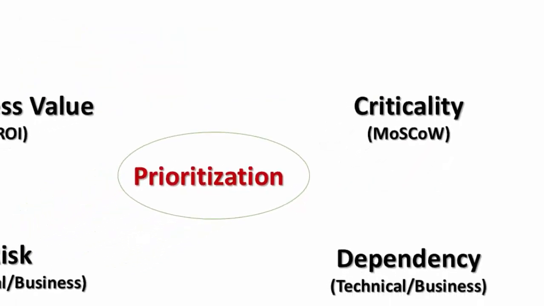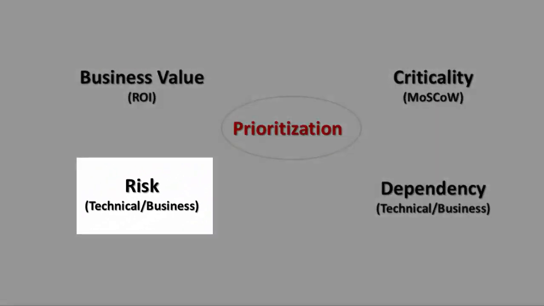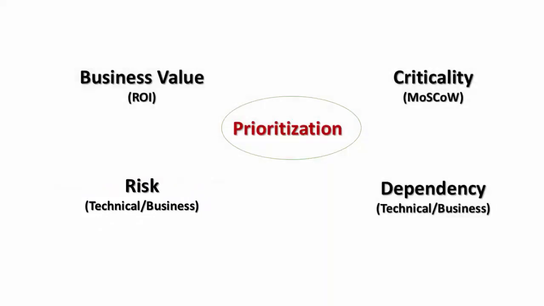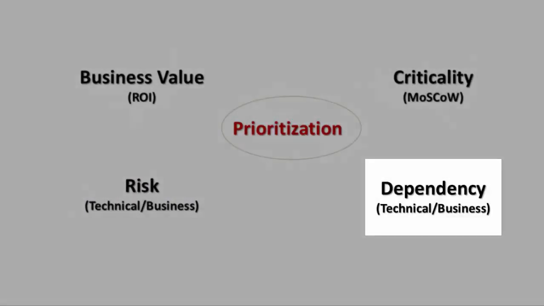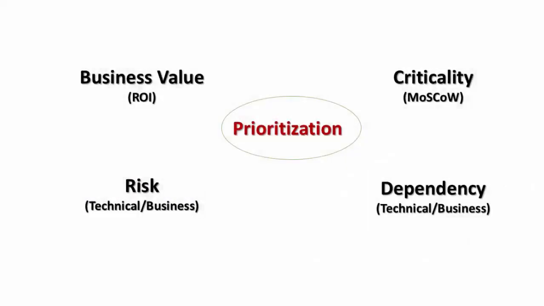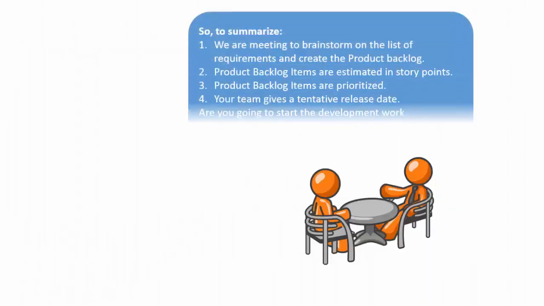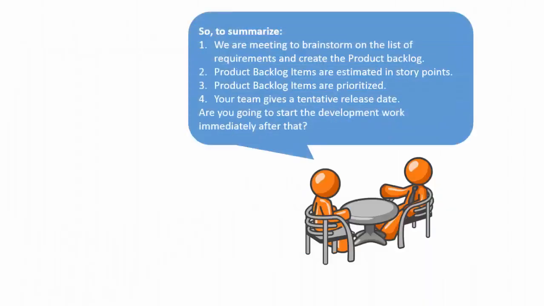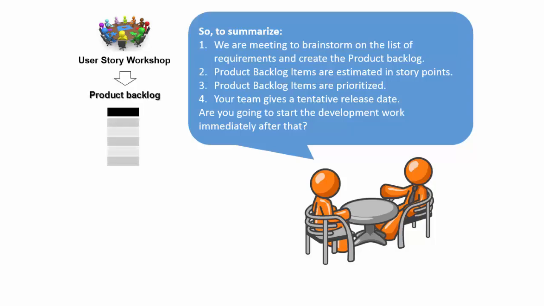Then we add 2 more parameters to each PBI: risk associated from a development perspective, and technical dependencies. Taking into consideration all these factors, we prioritize. So, to summarize, we are meeting to brainstorm on the list of requirements and create the product backlog. Product backlog items are estimated in story points. Product backlog items are prioritized. Your team gives a tentative release date.